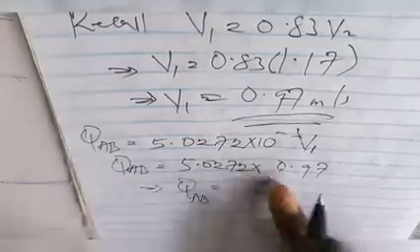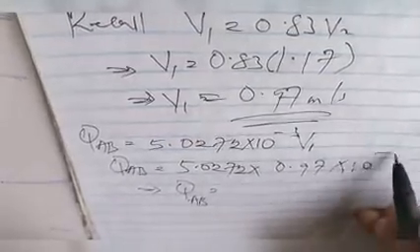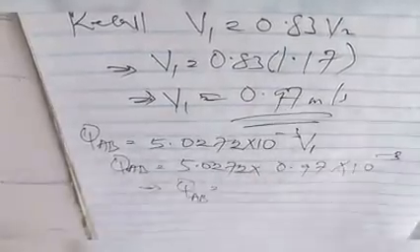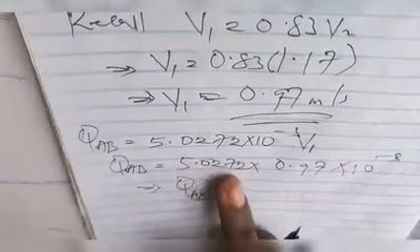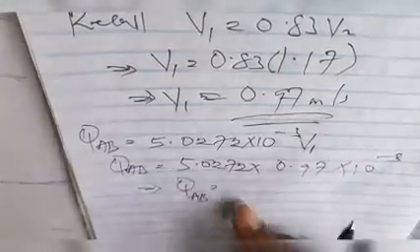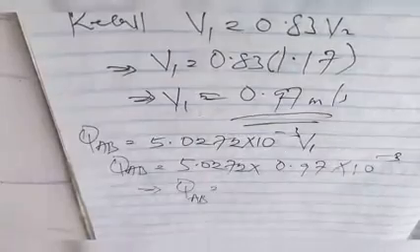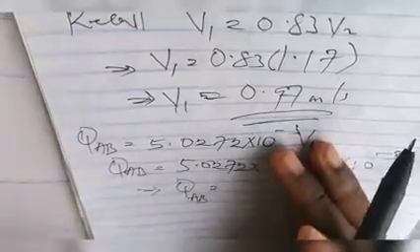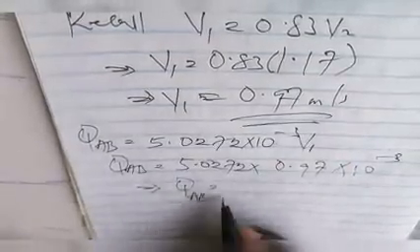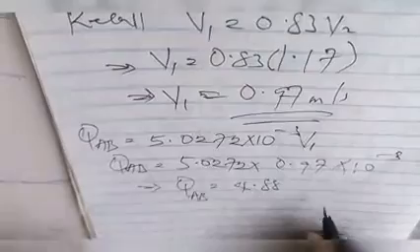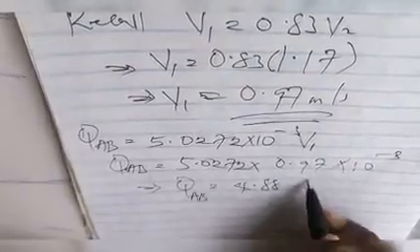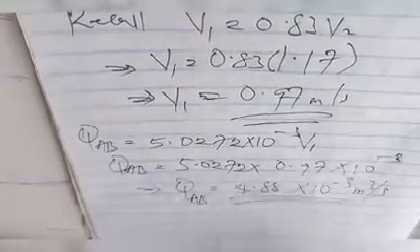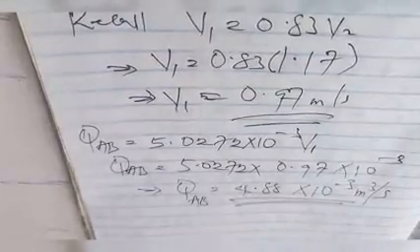Okay, so please take notes. Multiply here by 10 to the power of minus 3 was an oversight. Okay, multiply by 5.0272 by 10 to the power of minus 3 here. Okay, so we have that answer to be equal to 4.88 by 10 to the power of minus 3 meter cube per second. So this becomes the discharge through the pipe.